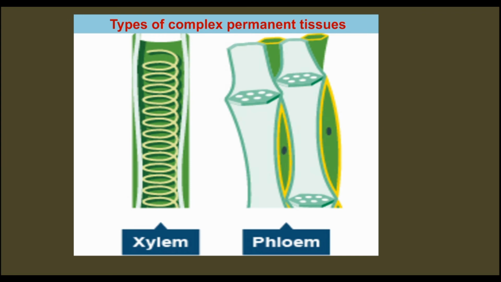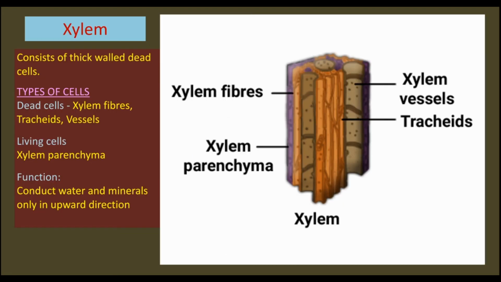Next is complex permanent tissues. The types of complex permanent tissues are xylem and phloem. Xylem consists of thick-walled dead cells. Types of cells are xylem fibers, tracheids, vessels, xylem parenchyma. Xylem parenchyma are living cells. Xylem fibers, tracheids and vessels are dead cells. Its function is to conduct water and minerals only in upward direction.